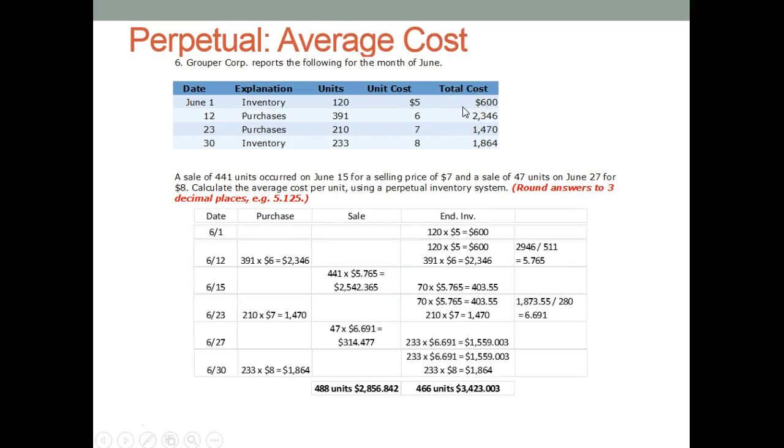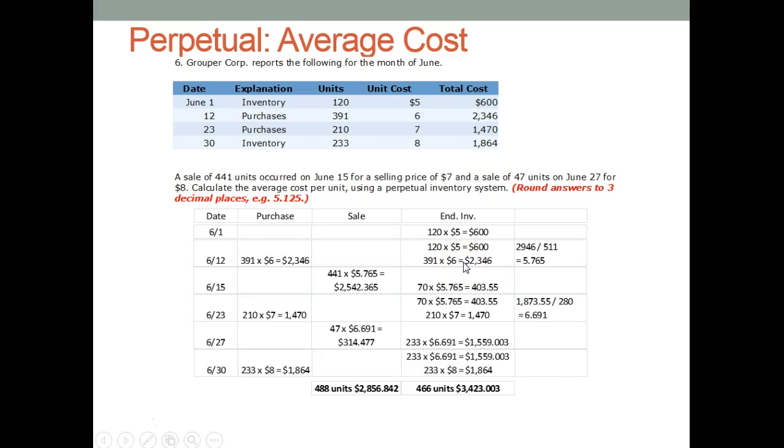All right, last method that we're going to discuss for perpetual. Remember, perpetual, you need a table and you need date order. Is average cost. Now this one is going to require a little bit more work. Those students seem to like it. So same thing, I'm going to order everything in date order. 6/1, I've just got my inventory. On June 12th, I have $391 at 6. Okay, I'm going to rewrite, same mechanics as before, 120 at 5 and 391 at 6.